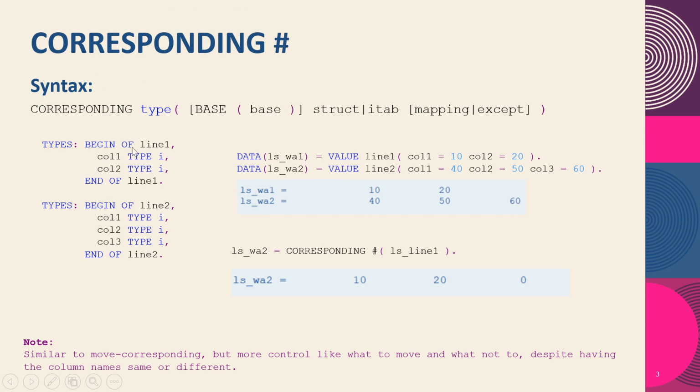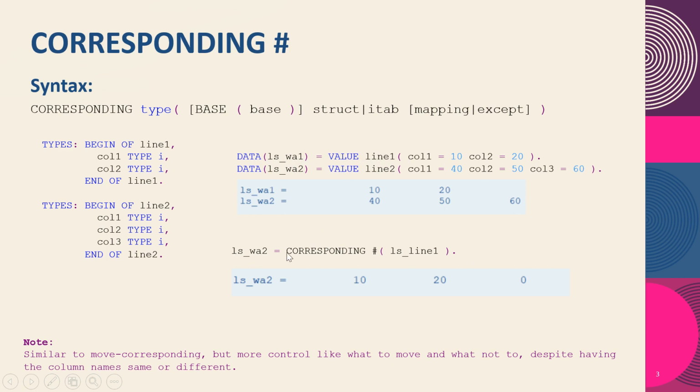You can see it here. This is one structure and this is another structure. This structure has two fields and the other structure has three fields. Work area 1 of structure 1 has the values 10, 20. Work area 2 of structure 2 has three columns: 1, 2 and 3. Now when you trigger LS_WA1 is line 1, no issue. The structure is the same, so it got it.